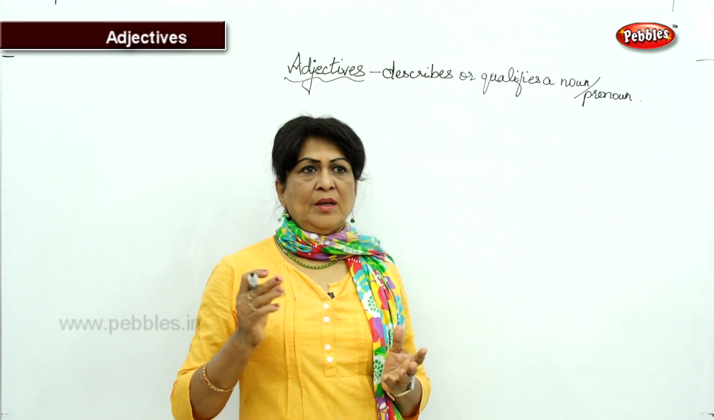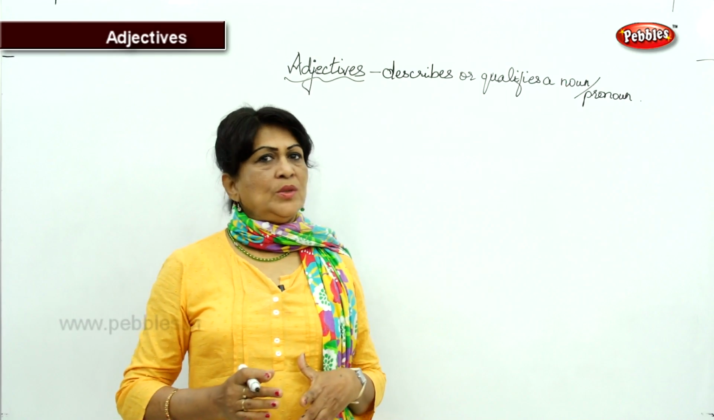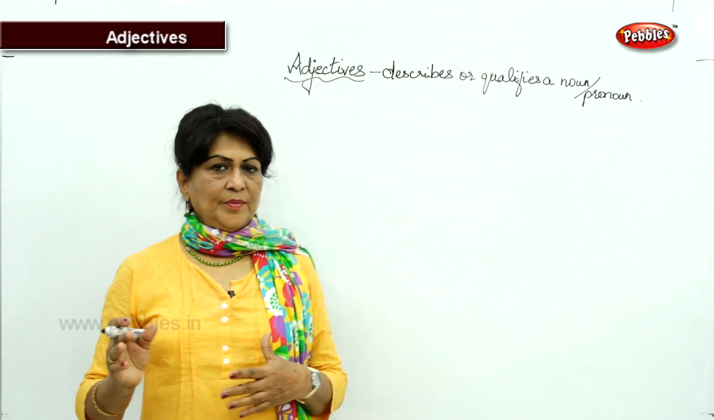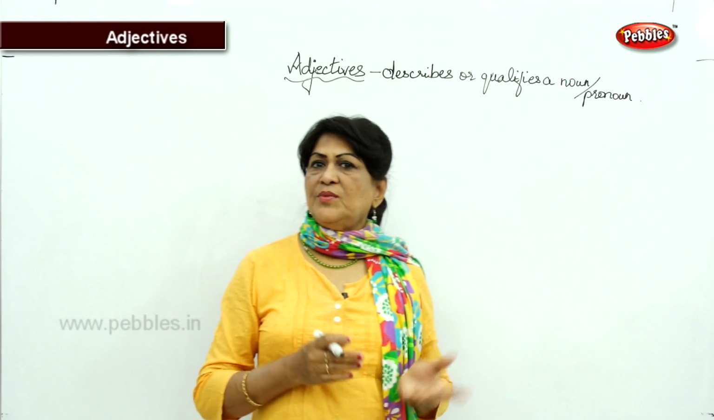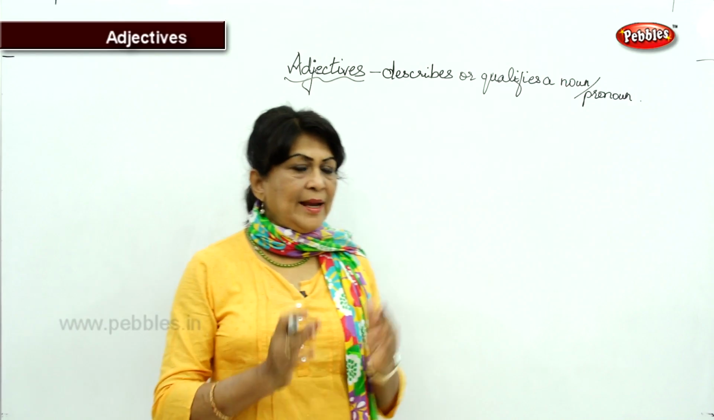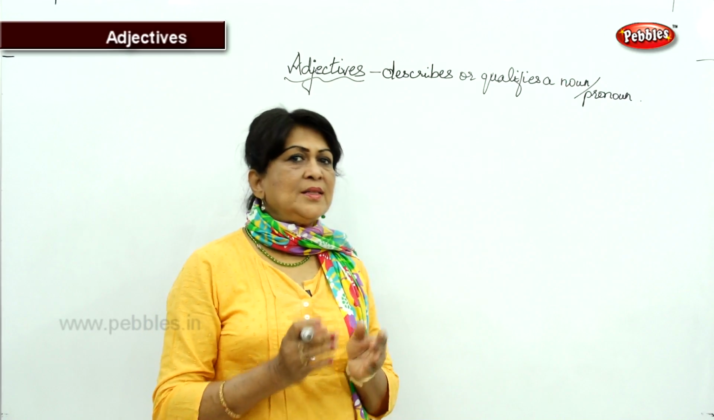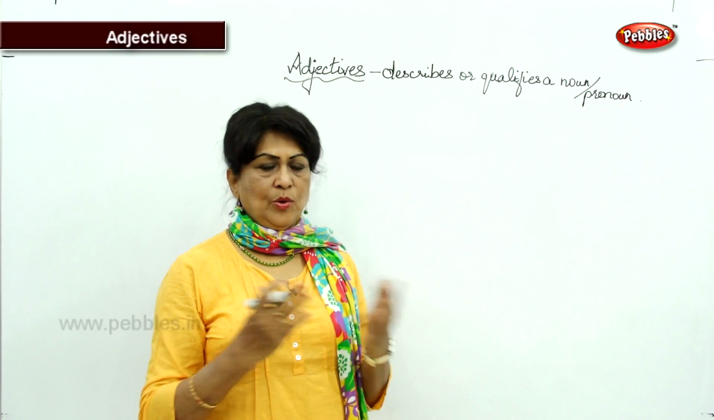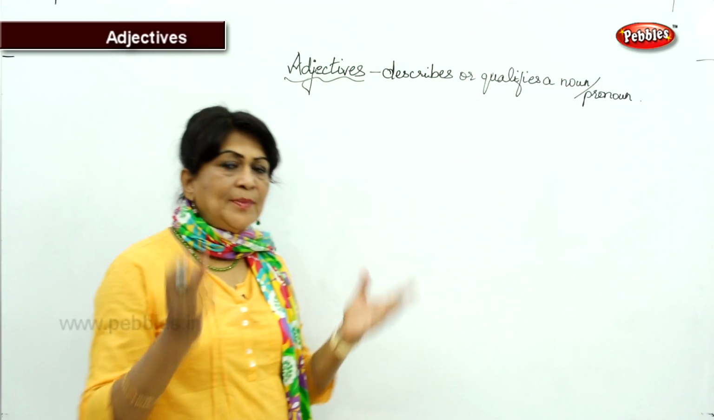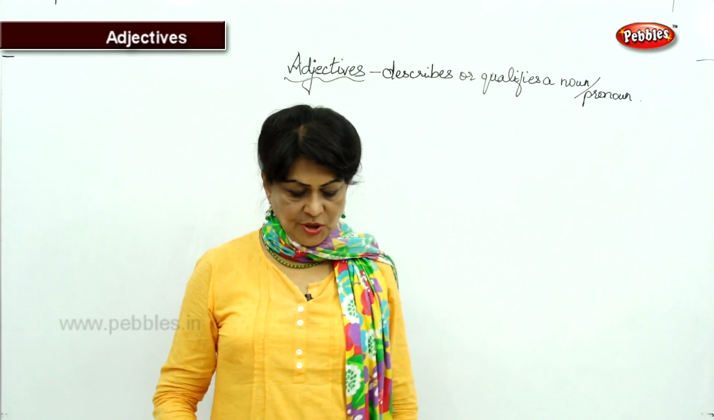Maria is a lady who is very clever. Maria is very smart, she is very clever, or she is a clever woman. Okay, clever is the word which describes or qualifies woman or Maria, both the same. So, a pronoun or a noun. Okay, which describes or qualifies a noun or a pronoun, it is an adjective.